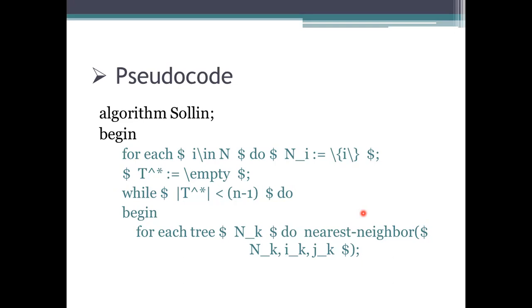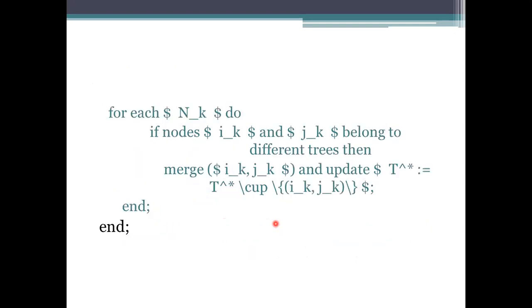Coming to the next one, whenever the tree has fewer than n minus 1 edges, you need to go for the nearest neighbor, collect the edge, and add the edge to the selected set. If not, the nodes we have chosen will be added, and then it updates the values of that vertex and the values of the edges you have taken.